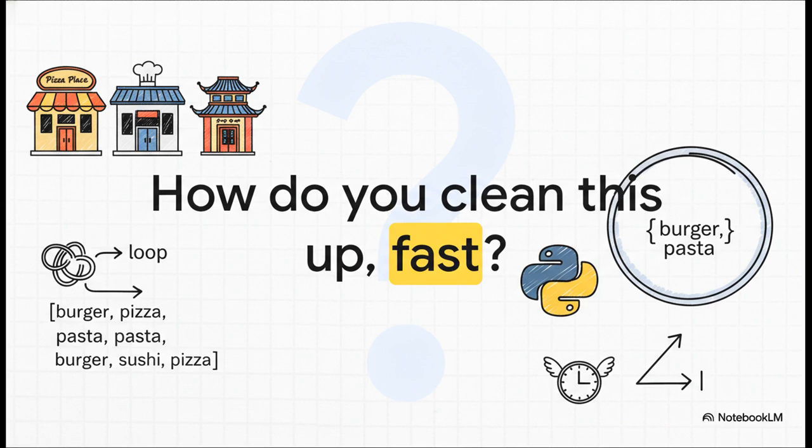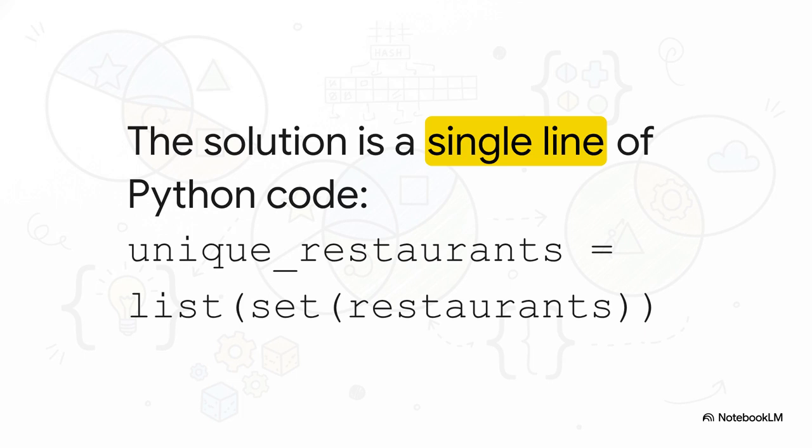Now, sure, you could write a whole loop to go through and check every item, but there's a much, much cleaner way to do it, a more Pythonic way. So how would you handle it? And here it is, the magic trick. This one single line of code does everything we need. By just converting our list to a set, we instantly vaporize all the duplicates. Then we just pop it back into a list. It's clean, it's super readable, and it is wicked fast.